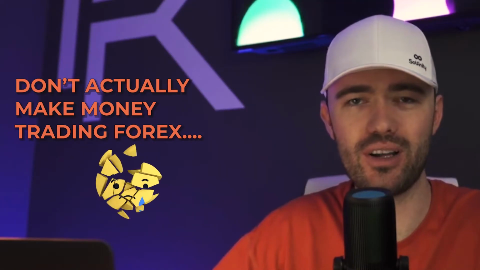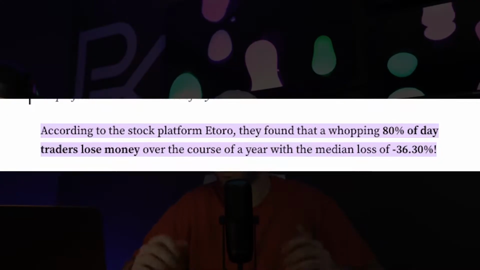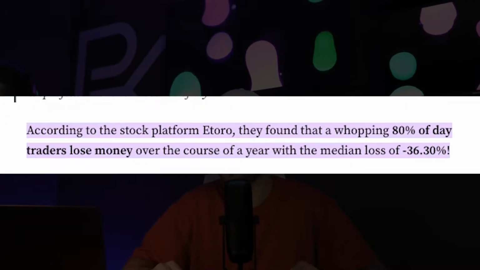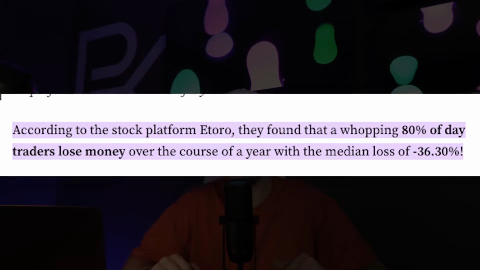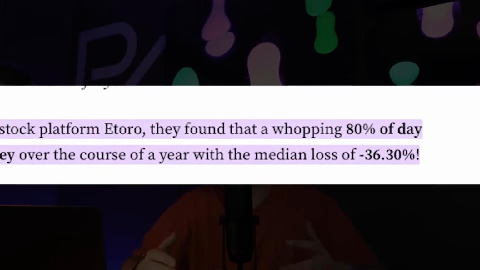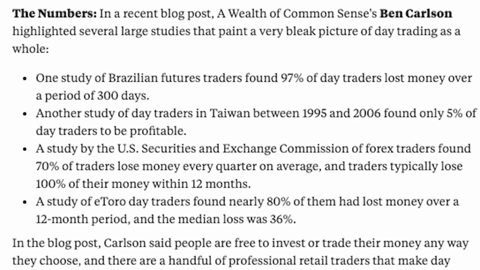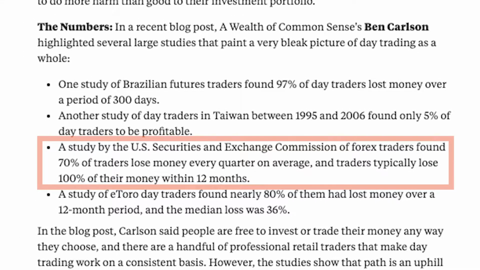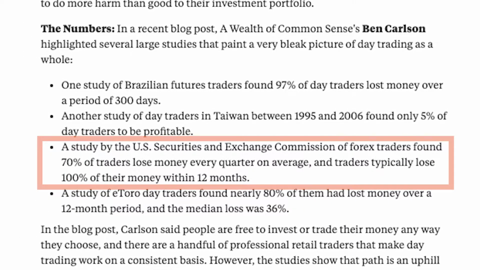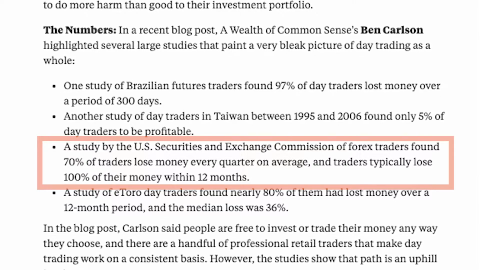Now, of course, all of us have heard about the recent pandemic going around, and that's of course that the majority of Forex traders don't actually make money trading Forex. In fact, a recent study from eToro found that 80% of people that traded lost money in a 12-month period with a median loss of 36%. The SEC did a study as well, and they found that 70% of Forex traders lose money every single quarter, and typically 100% of traders lose money within the year.